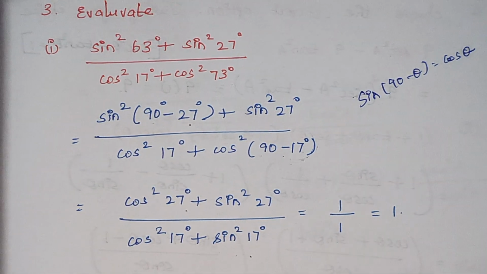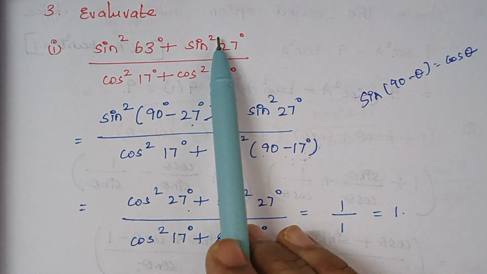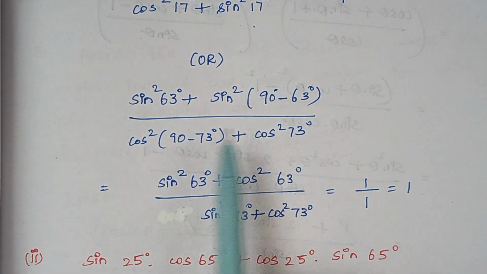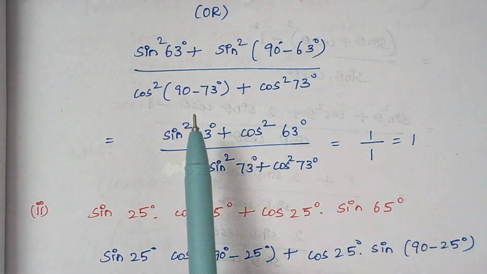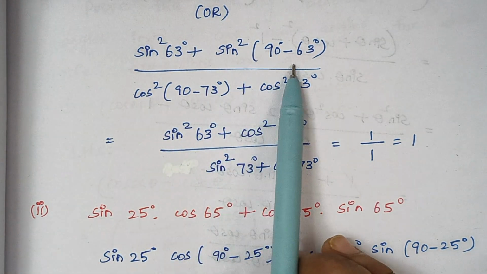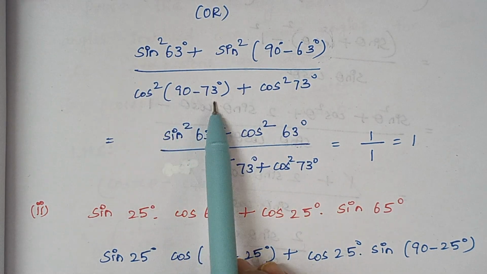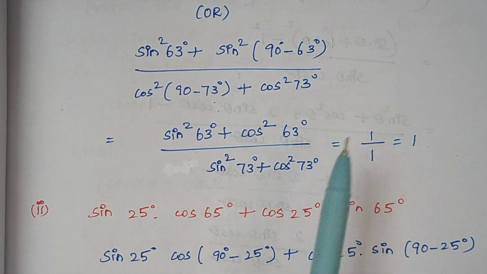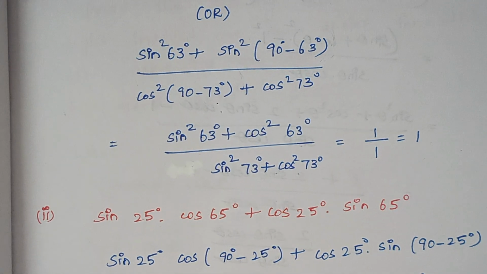You can solve this way, or you can keep two terms as such and modify the other two. Let me show you that also. Here sin square 63 and cos square 73 are kept as such, and sin square 27 is written as sin square 90 minus 63, and similarly cos square 17 is written as cos square 90 minus 73. So sin square 90 minus theta is cos square theta. What is the value of theta? It is 63. So cos square 63, and cos square 90 minus theta is sin square theta, and again it is 73. So sin square theta plus cos square theta is 1, and again sin square theta plus cos square theta is again 1. So 1 by 1 gives you 1. Anyway, you can solve either way.